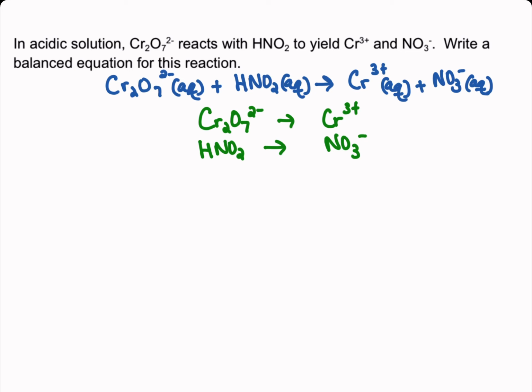First thing you want to do is balance all elements except oxygen and hydrogen. I have 2 chromiums on the left, so I need 2 chromiums on the right. There is only 1 nitrogen on both sides in the second half reaction, so I don't need to do anything there. So I'm going to go ahead and clean up.